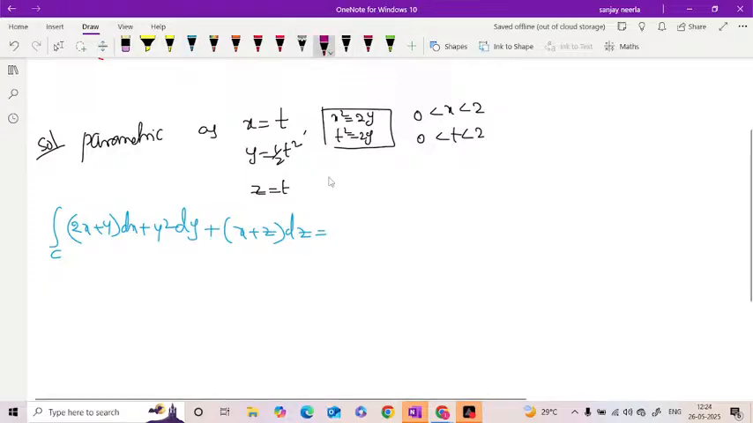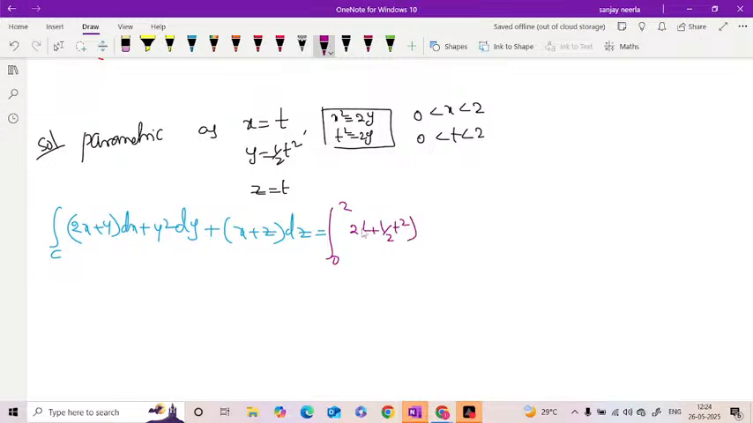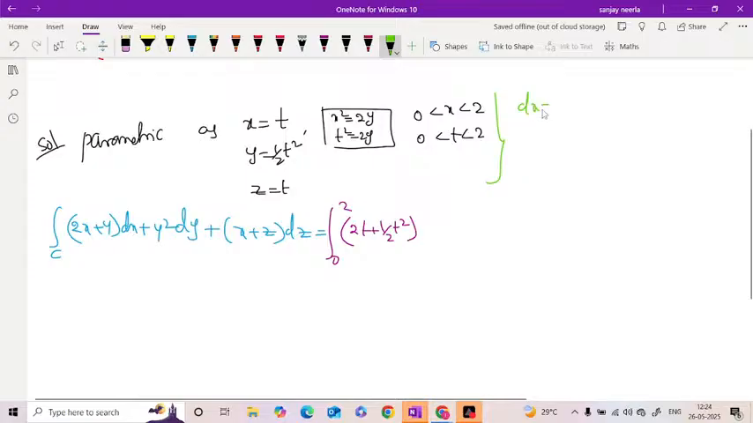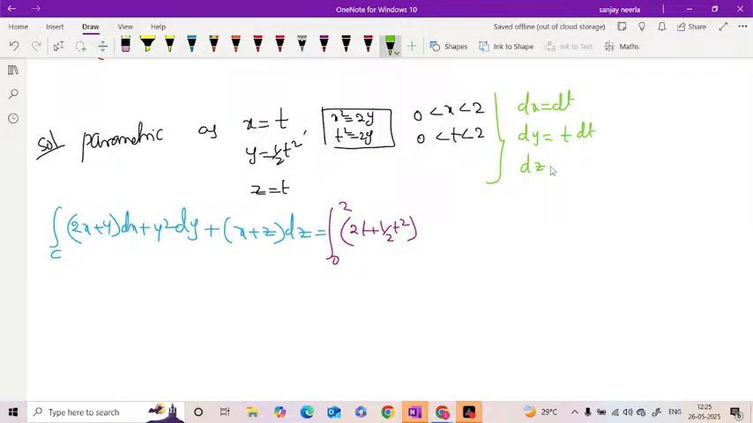After substituting, now the limit 0 to 2 and x is t, so 2t, and y is 1 by 2 t square, and dx. What is the dx? So dx here is dt, and dy. What is the dy here? After differentiating, we will get t into dt only, because 2t will cancel, and dz, we will get only dt. Now substitute all.